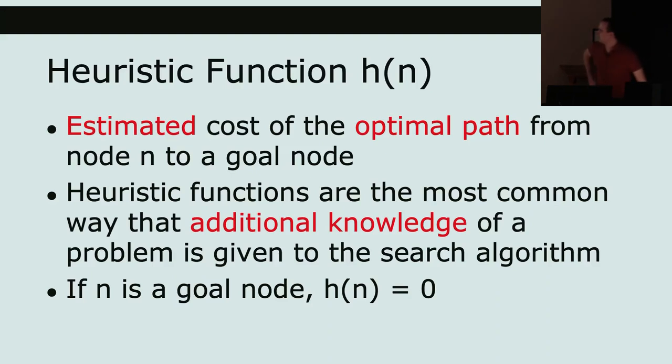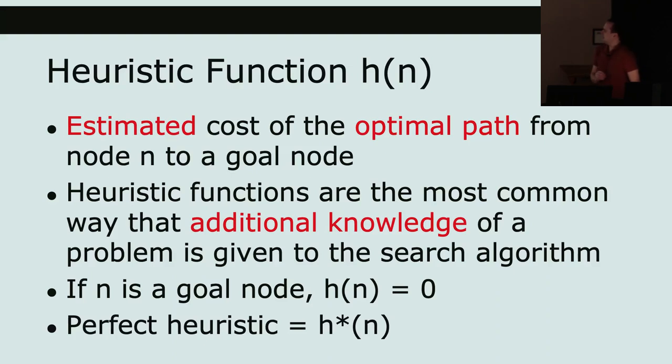All right, sorry about that. So if n is the goal node, then our guess at how far we have left to go, we are at least smart enough to know that we have no distance left to go. And if we had access to the perfect heuristic function, that would essentially be able to tell us the optimal path cost from this node to the goal. That doesn't exist, obviously, because we have to do search to know the optimal path. But if we did have it, we're calling that h star of n.